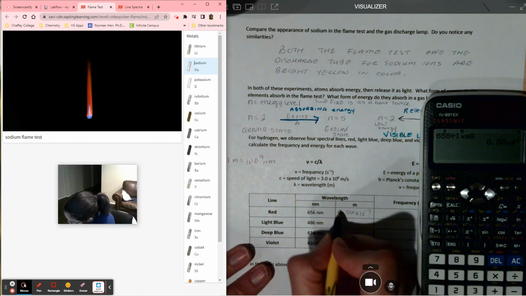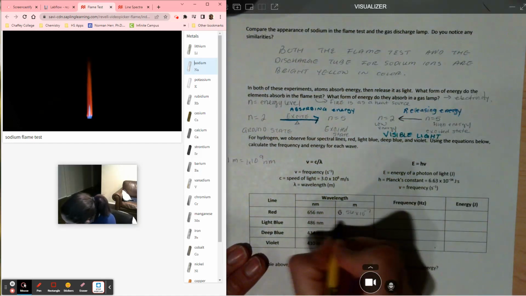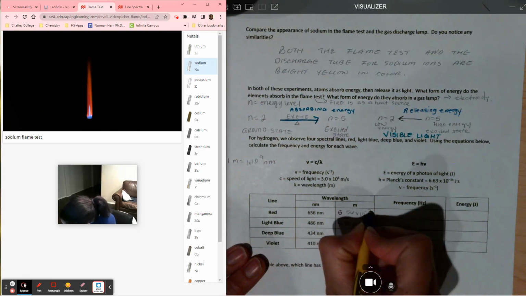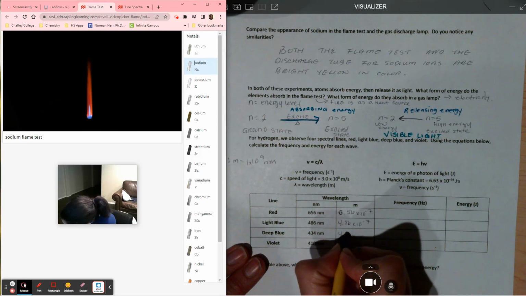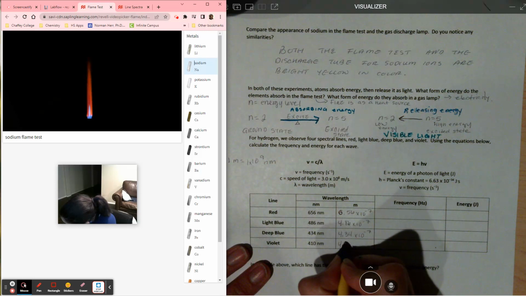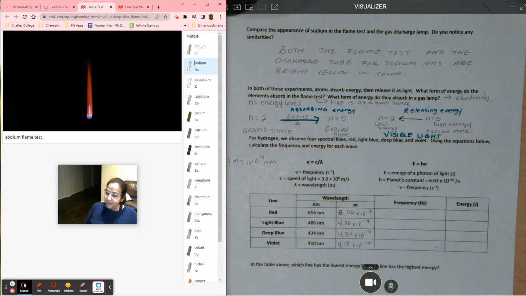All right, so what that means now is I don't have to do this anymore to the rest of these. They're all going to be this number, 4.86 times 10 to the negative 7, 4.34 times 10 to the negative 7, and 4.10 times 10 to the negative 7. If you have any doubts, go ahead and put it in your calculator.